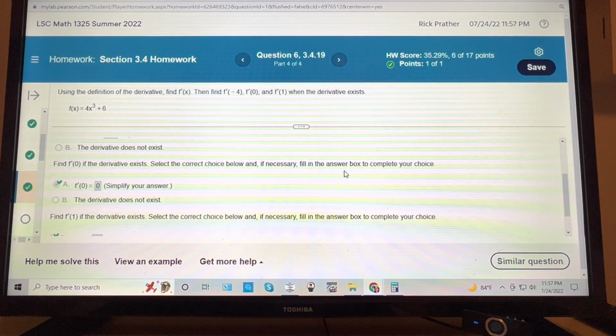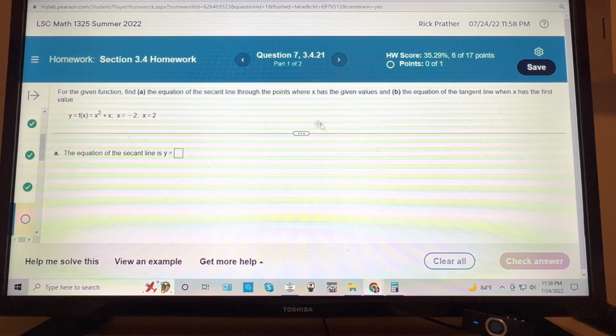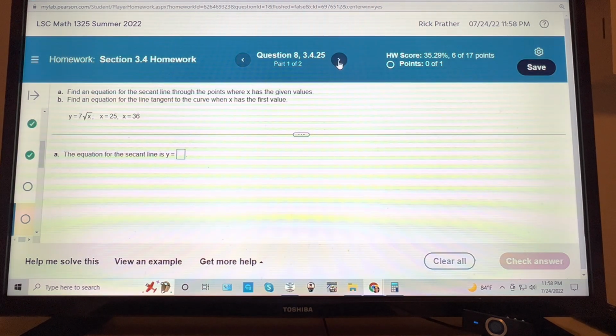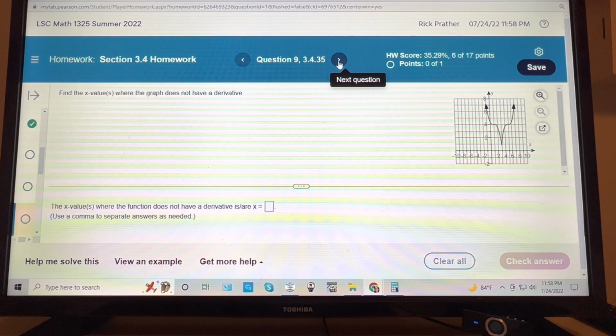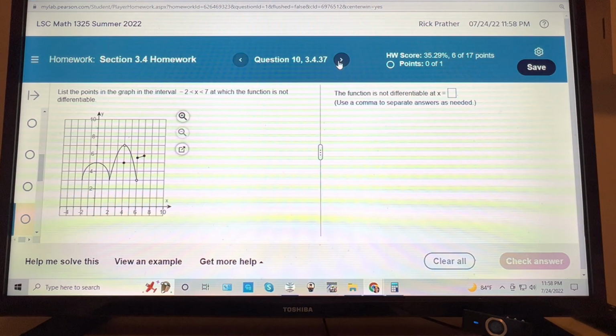Okay, so I wanted to do 6 first because polynomials are a little different than the way these rational functions have derivatives. Here's one that's quadratic. Equation of the secant line and equation of the tangent line. Okay, we can do that. Same thing. Find x values that does not have a derivative. Okay, that's good. This is another good one.